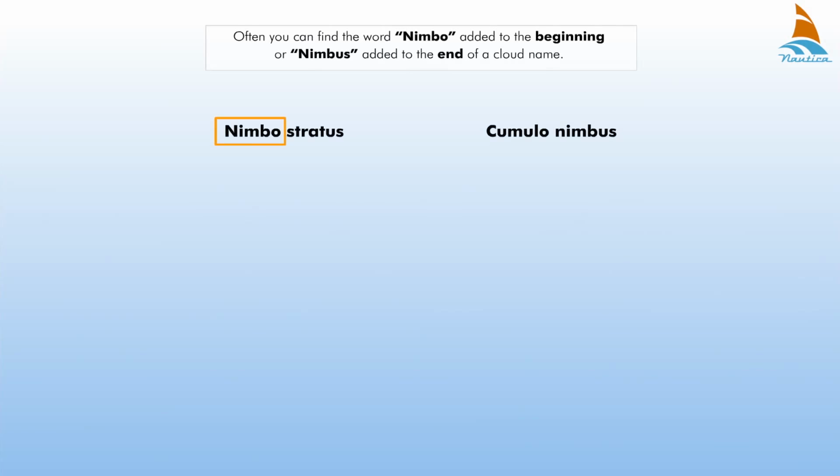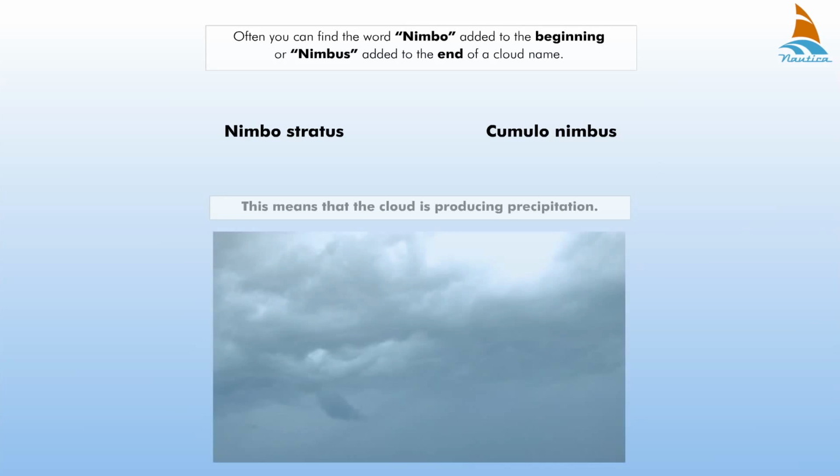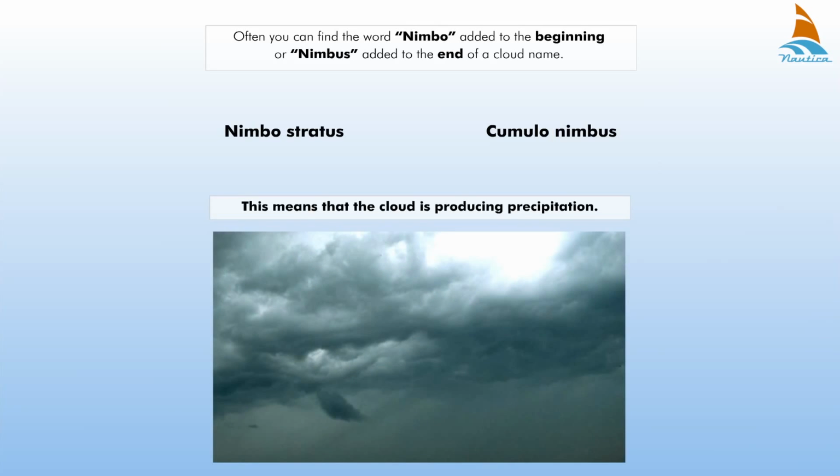Often you find the word nimbo added to the beginning or nimbus added to the end of a cloud name. This means that the cloud is producing precipitation. High clouds are cirrus, cirrostratus, and cirrocumulus.